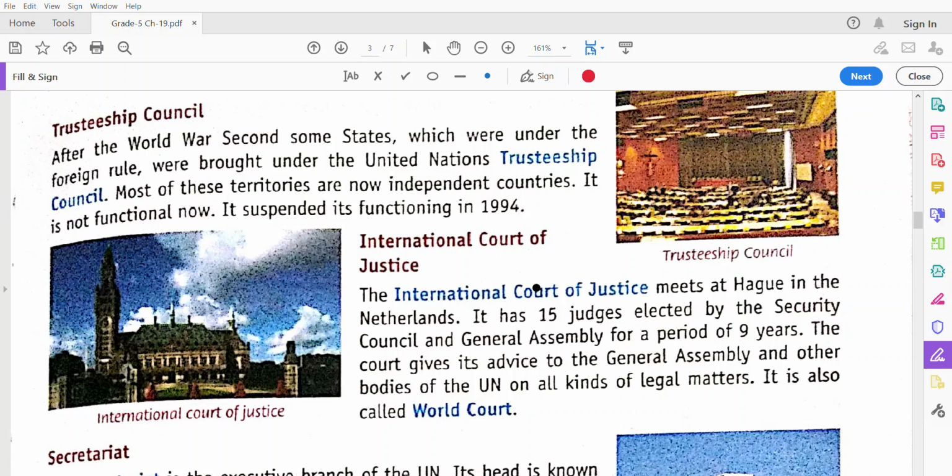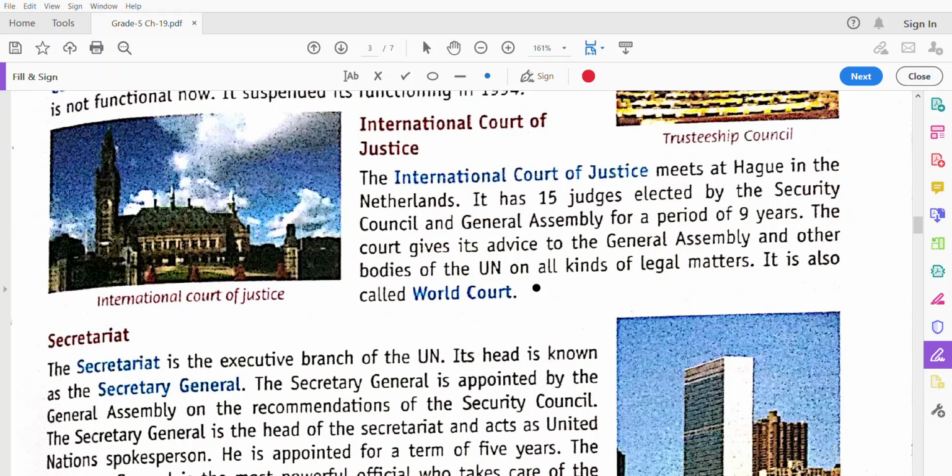Then comes the Secretariat. The Secretariat is the executive branch of the UN, and its head is known as the Secretary General.